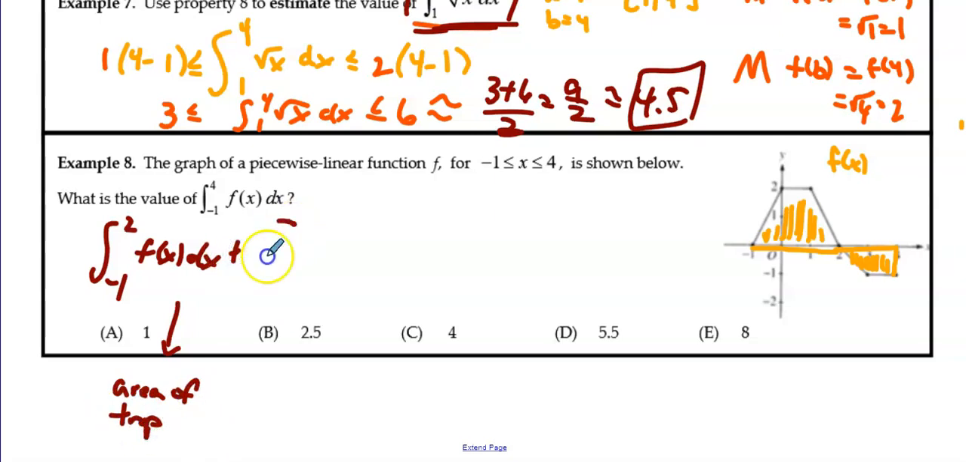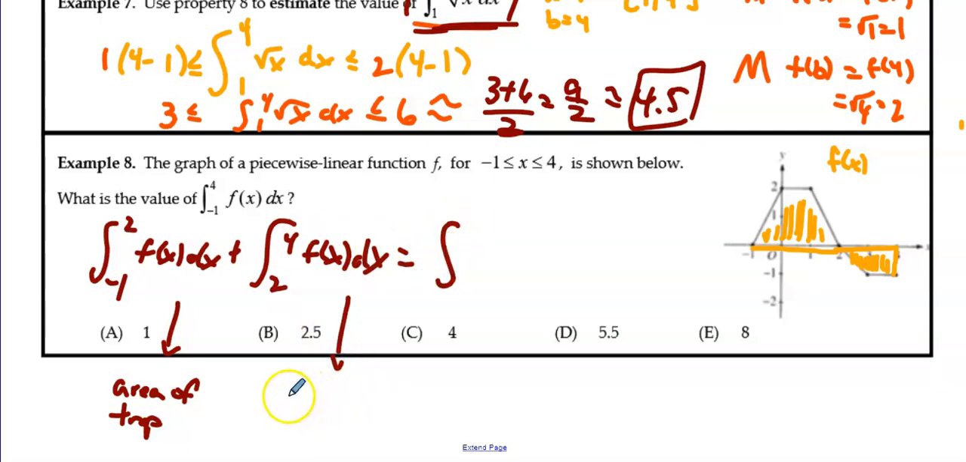And then I'm going to add, and so this is going to be 2 to 4, and again I'm using the theorem that we just did in example 6, of f of x dx, and that's going to give me the area that I want, and this is going to be the area of the other trapezoid. So this is going to be the second trapezoid, this one right here. And this is going to give me the integral from -1 to 4 of f of x dx. So that's all we have to do to solve the problem.